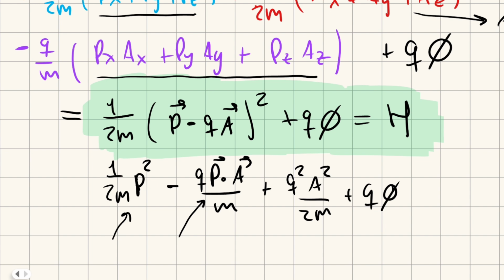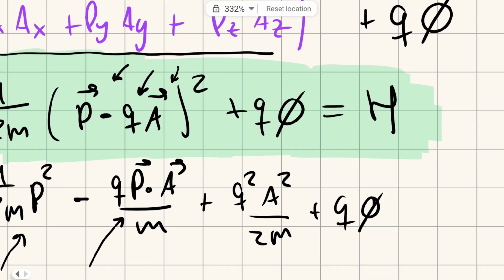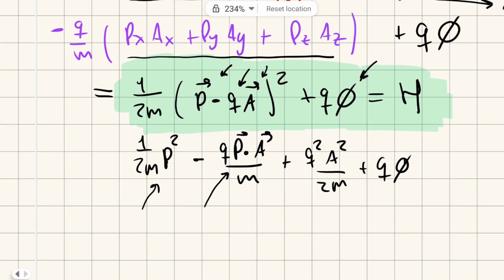Okay, perfect. Just recall that this p that we have here is identified easily as the linear momentum of the particle, while q is obviously the charge of the particle, A is the vector potential, and phi is the scalar potential that is associated with the electric field. So again, this will be the expression of the Hamiltonian for a charged particle that is under the influence of an electromagnetic field.